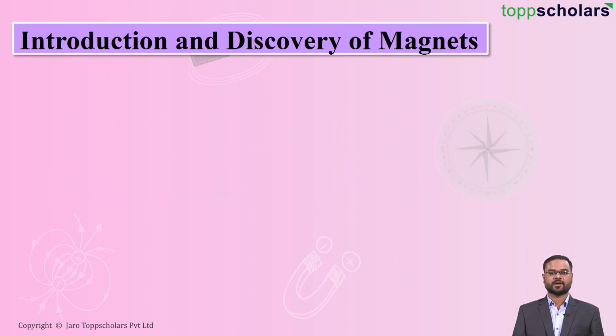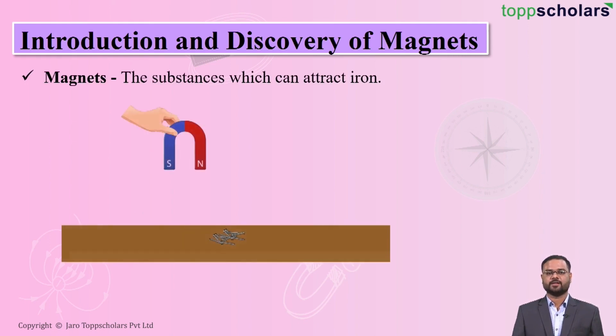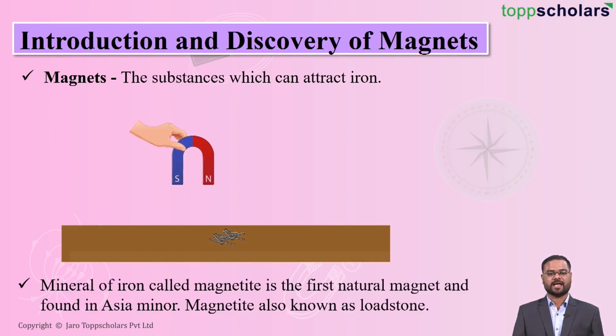Shall we start with the introduction and discovery of magnets? So what are magnets? These are the substances which can attract iron. Now can you see here, the magnet as it moves near the pieces of iron, they get attracted towards it.